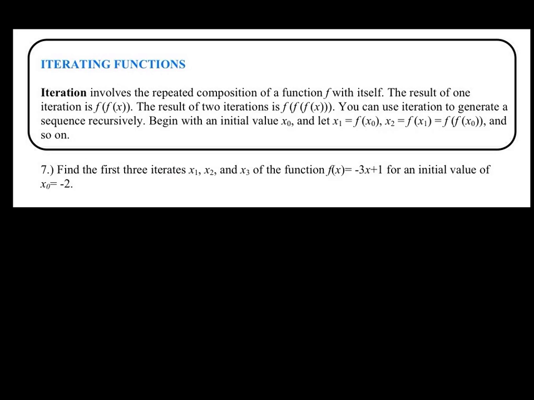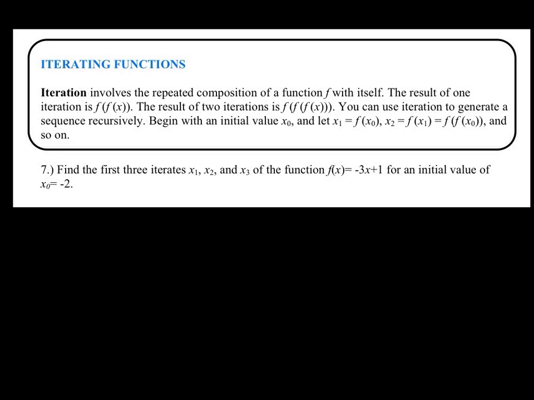So iterations involve the repeated composition of a function. Iterations just means a repetition, essentially. So it's a composition of a function f with itself. And we did do composition of functions in the past. I think it might have been chapter 2 or 3. But the result of one iteration is f of x. So 2 iterations would be f of f of x.